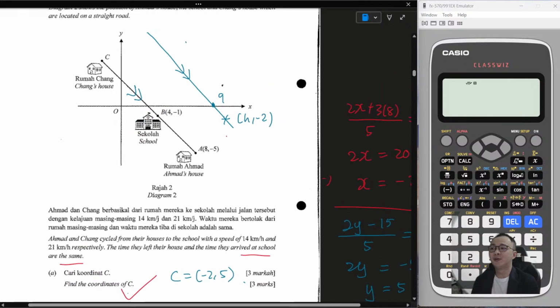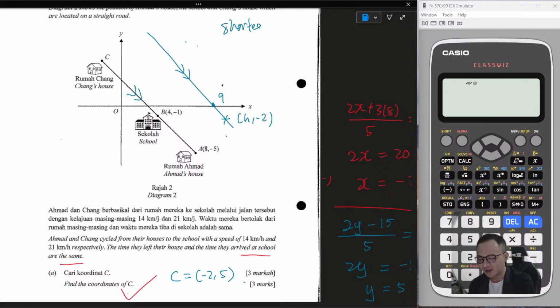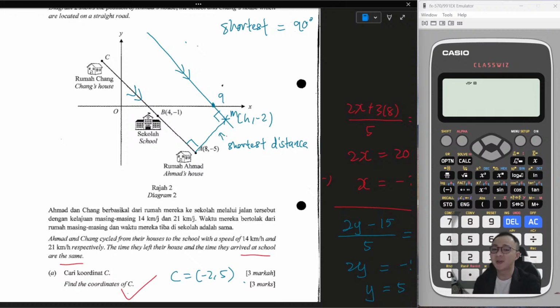If you do this topic, you should know whenever you see the word shortest, it's always equal to the perpendicular distance, the 90-degree distance. Because they say they will connect, this is the moat, I call it M, the moat. They are connecting to the Ahmad house. So if I can prove that they are perpendicular, here or here, it doesn't matter, then this route will be the shortest distance. If it's not perpendicular, then it might not be the shortest distance.